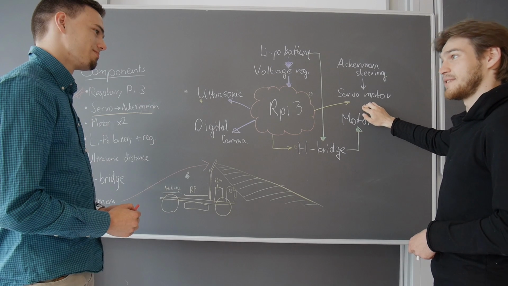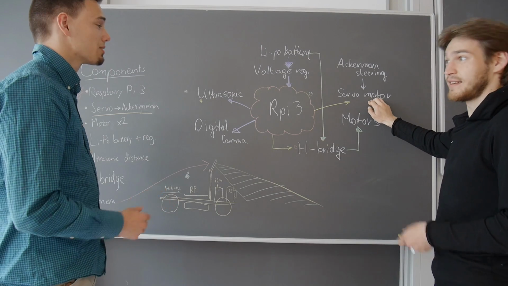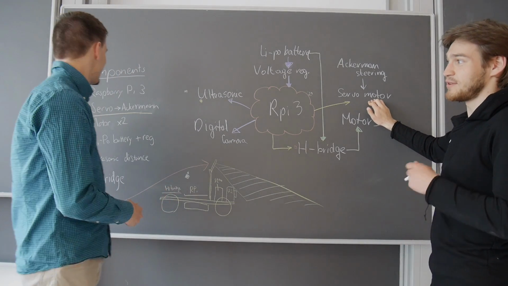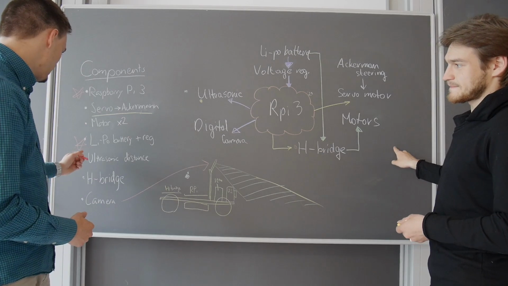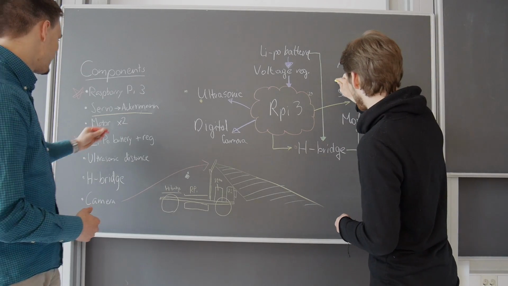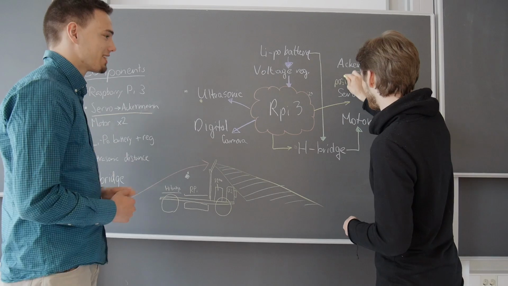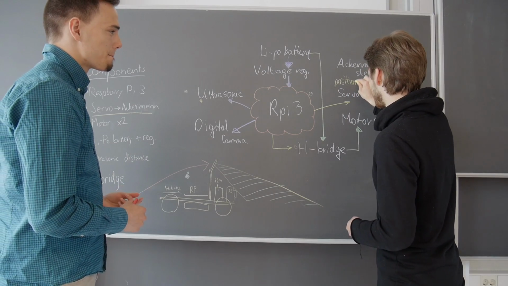For our demonstrator, we used a microcontroller, Raspberry Pi 3. It was connected to a camera, a servo motor for steering, an H-bridge, as well as an ultrasonic distance sensor. We powered all of this hardware using a battery in combination with a drop-down voltage regulator.